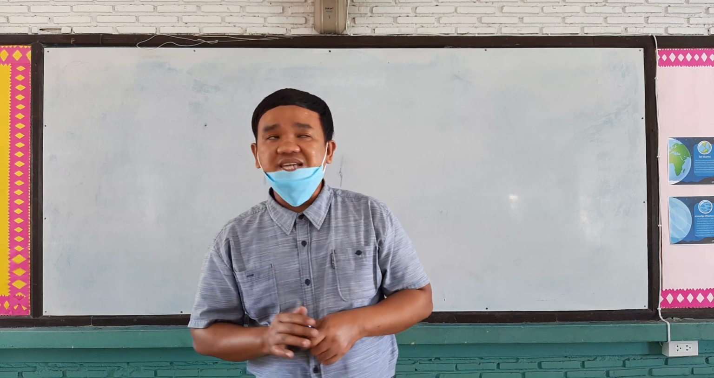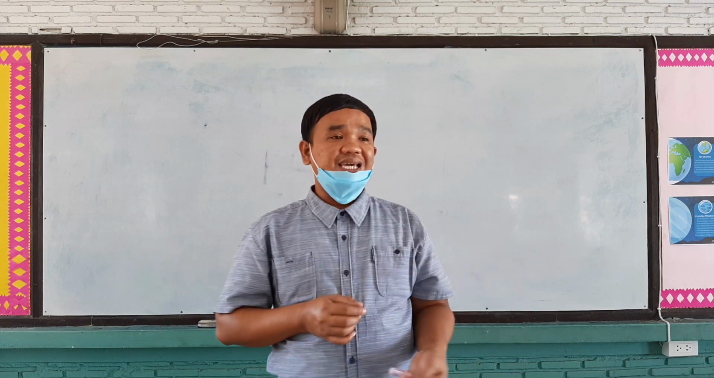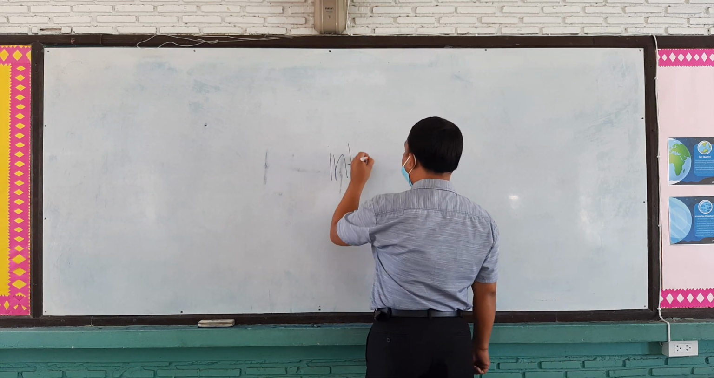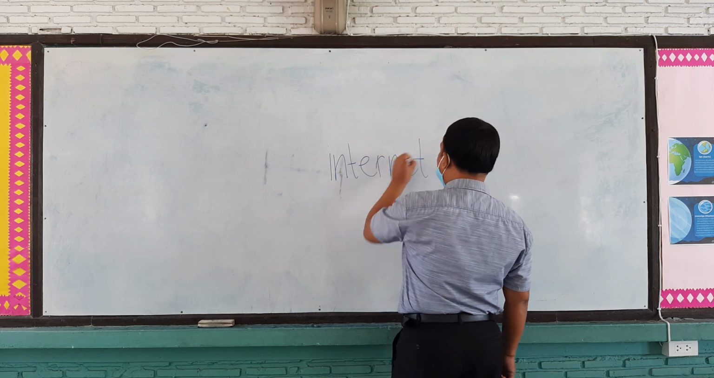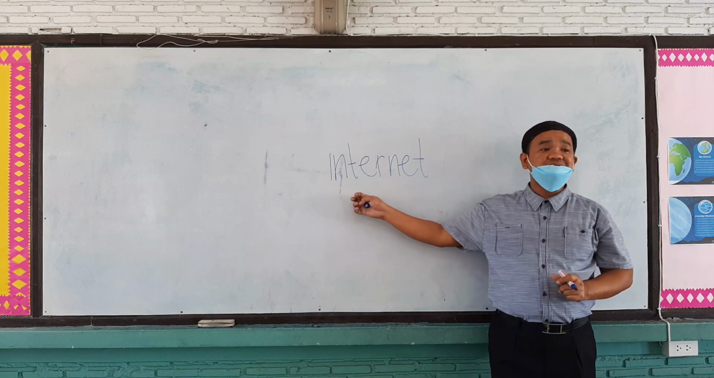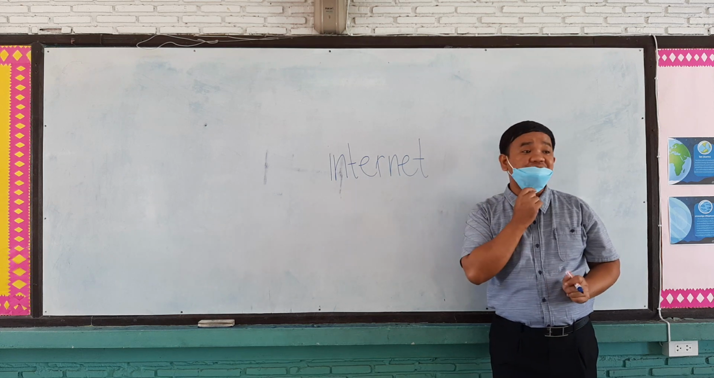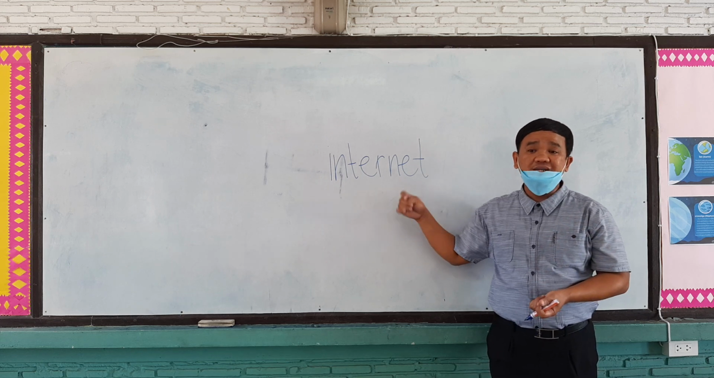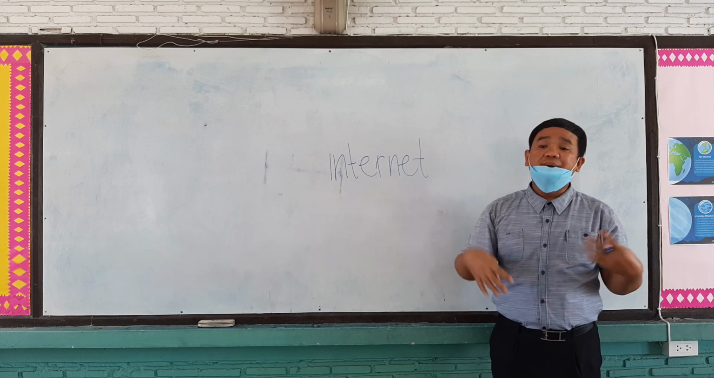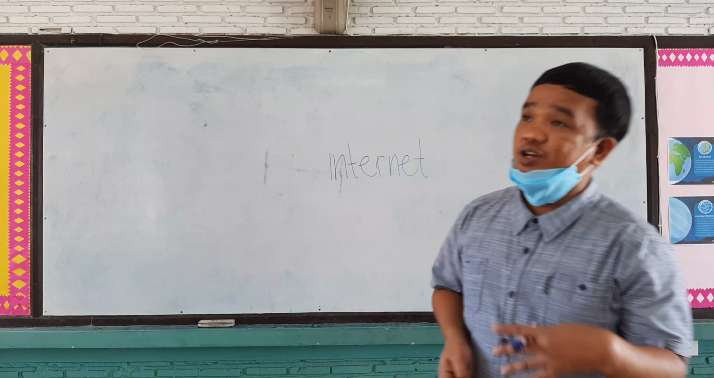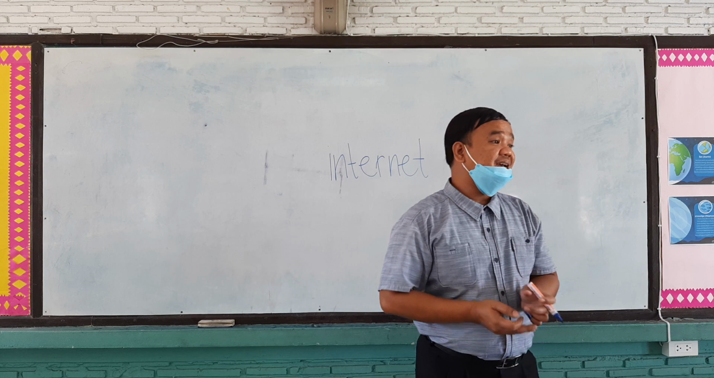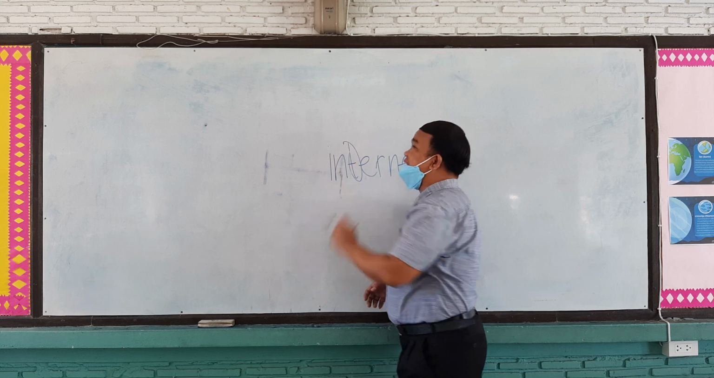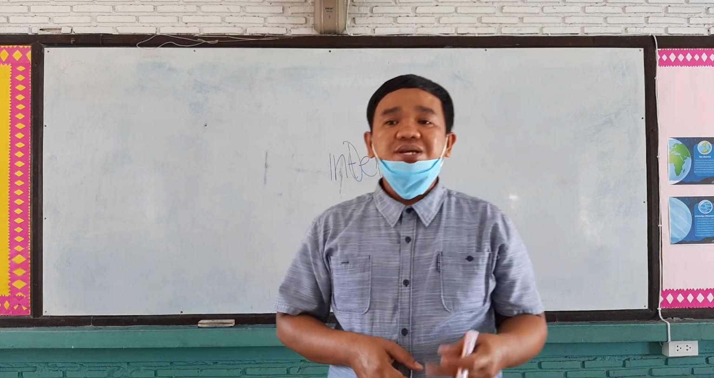That's how this is. Say for example, internet. Okay, how do you say that? How do you read this one? It's internet, right? In English pronunciation, they say internet. But in the United Kingdom, they pronounce it differently, with a silent T. It's the same with international.